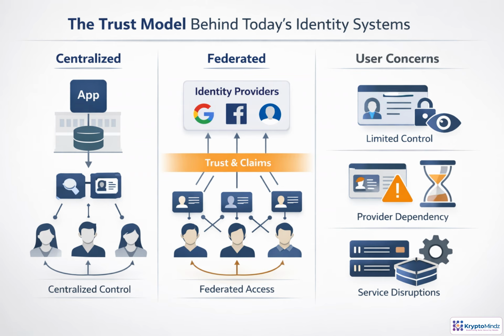Every identity system answers the same question: who do we trust? In a centralized model, the application trusts its own database and verification process. In federation, the application shifts trust to an identity provider that authenticates users and releases claims. Both models can work well, but they create bottlenecks: limited user control, dependence on provider policies and uptime, and disruptions when integrations fail. Trust becomes convenient, but also concentrated.